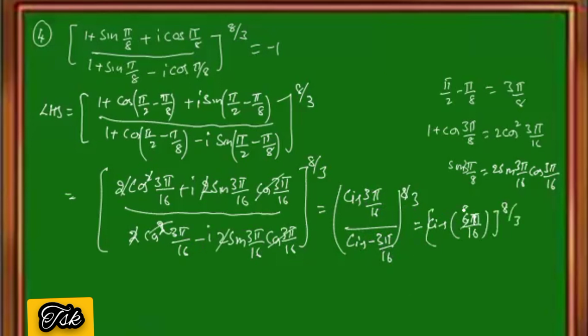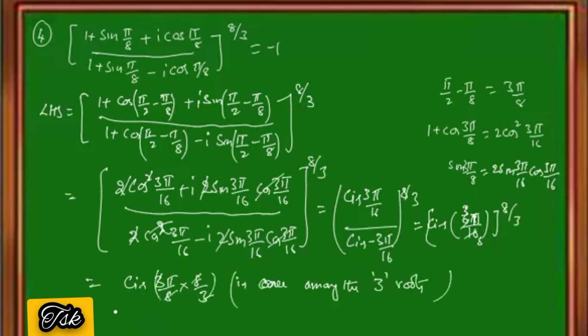There are two 3s and two 8s. So the LHS can be written as cis 3 pi by 8 into 8 by 3, which is one root. It is one among the 3 roots, isn't it? No need to write this in the exam. It is one among the 3 roots. The 3 and 8 get cancelled here. So it is nothing but cis pi. Cis pi is nothing but minus 1. Minus 1 is one among the values.